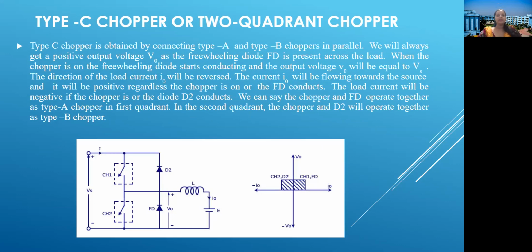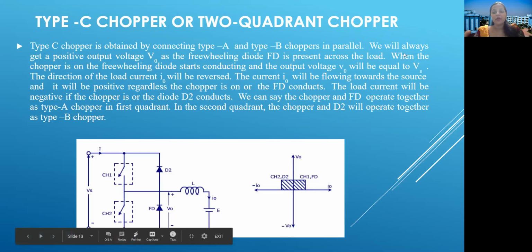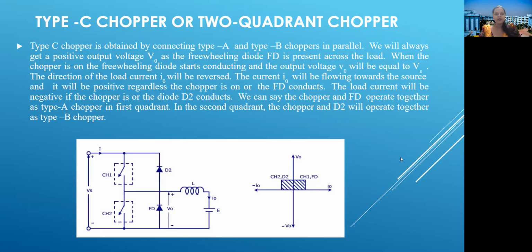Next, it's type C or two quadrant chopper. Here let me tell you one thing first. The number of quadrants that the chopper is going to operate in will decide the number of switches and diodes we are going to use. When it was a single quadrant operation, whether first quadrant or second quadrant, we had only one chopper, that is only one switch and one diode. But when it comes to two quadrant chopper operation, it will have two diodes and two switches.